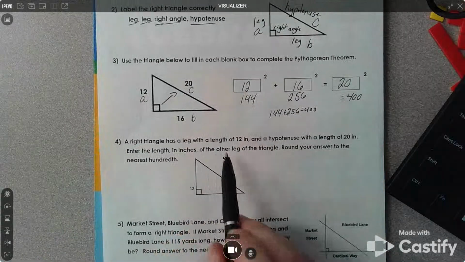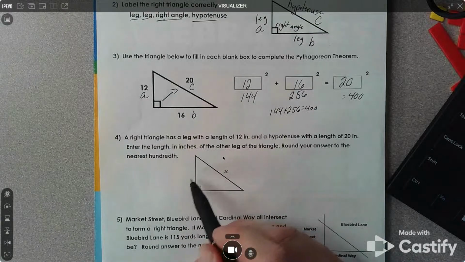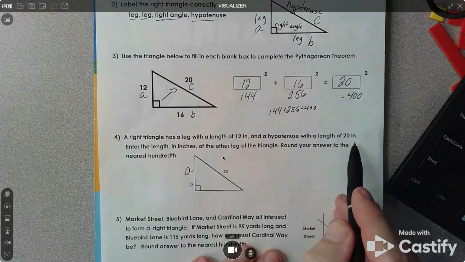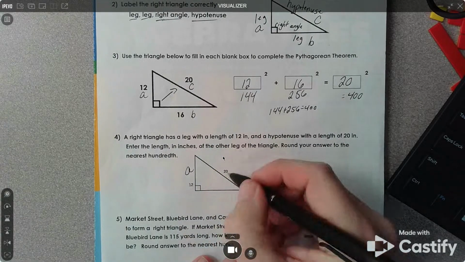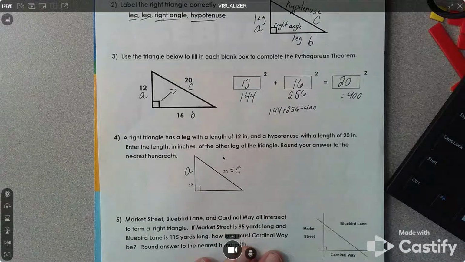A right triangle has a leg with a length of 12 inches, so that if this is a leg, we're going to call this side A. And a hypotenuse with a length of 20 inches. If this is the hypotenuse, this is side C. Enter the length in inches of the other leg of the triangle. Round your answer to the nearest 100th place.